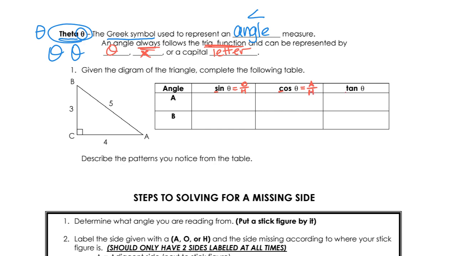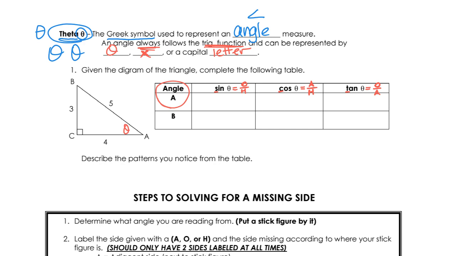And then "Taking Oats Away": T for tangent equals your O, which is your opposite, over your adjacent. So Some Old Horse, Caught Another Horse, Taking Oats Away: SOH CAH TOA. In this first row, what they're saying is that we want to read from angle A. So we're going to put our theta symbol in there. That represents the angle measure of that angle.